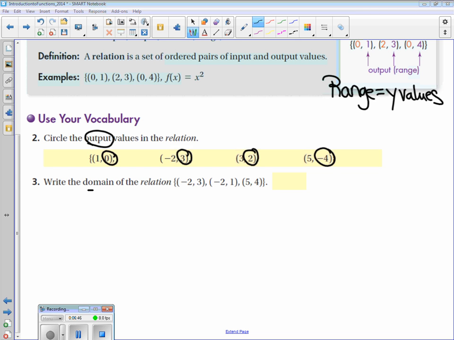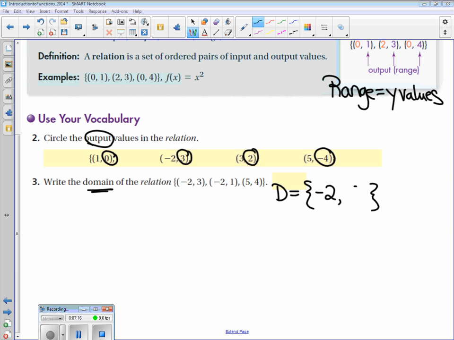So now we're going to write the domain. Again, they're written as points. So I'm just going to say that the domain is equal to, and notice my notation, I'm going to have curly brackets, and I'm just simply going to list the values that are listed. So give me one of the numbers. -2. Give me another number. 5 is the other one.